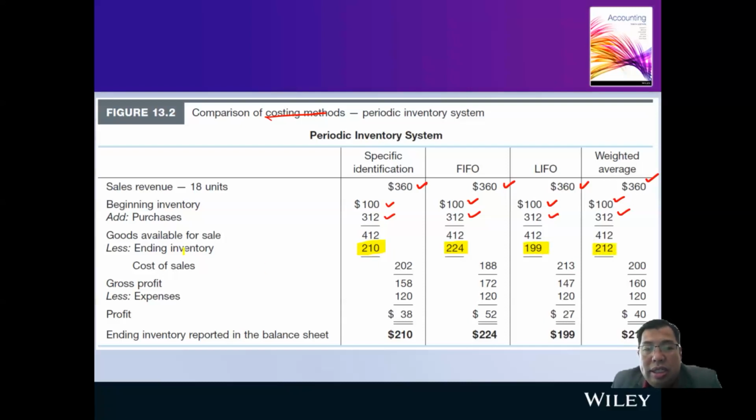Since this is the critical point where it causes differences in your cost of sale, the impact will be that cost of sale will be different, and finally your net profit will also be different. So the lesson from this diagram is that every method will result in a different value of inventories.